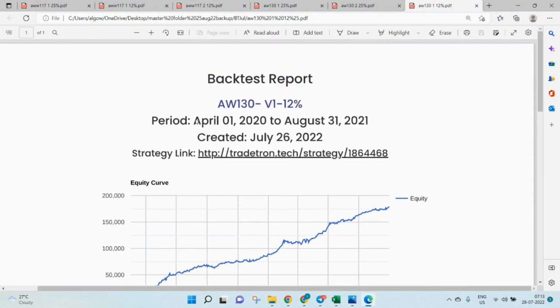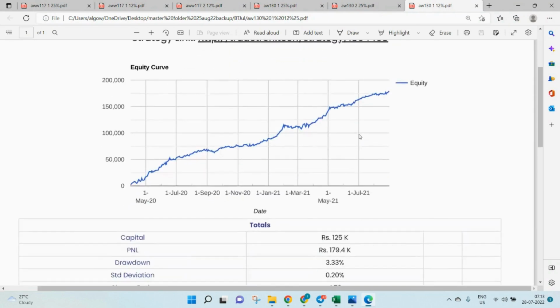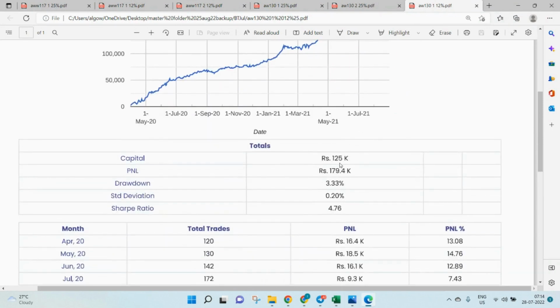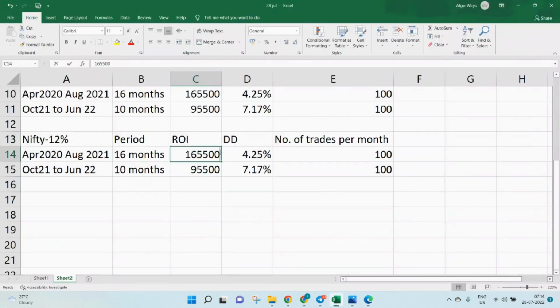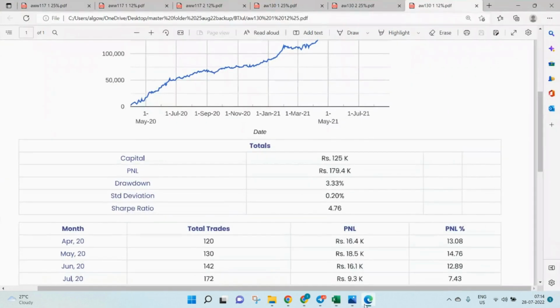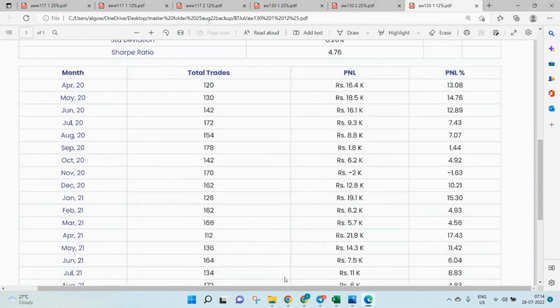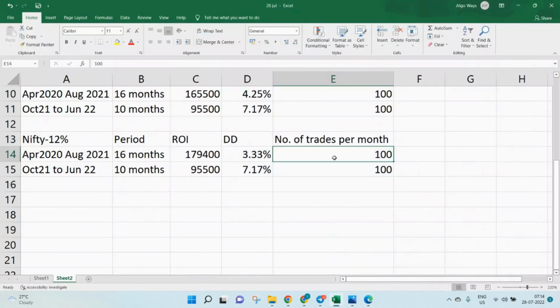So period is again April 2020 to August 2021, and the outcome is 179,400. DD is 3.33%, and number of trades is, okay, 150 average.